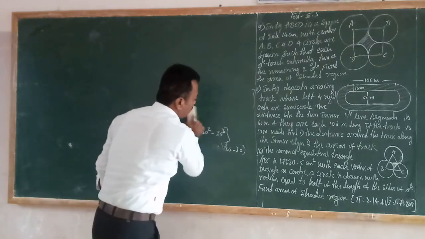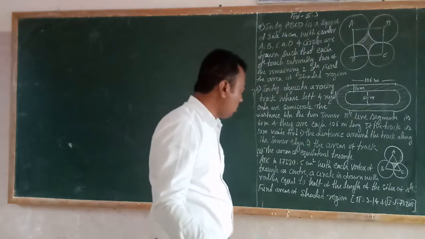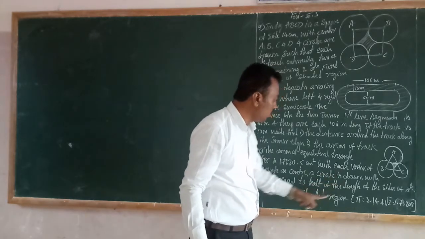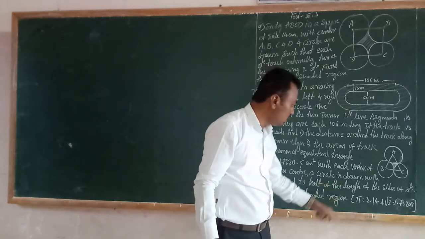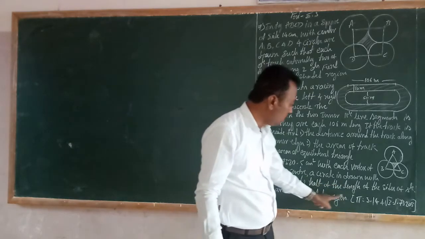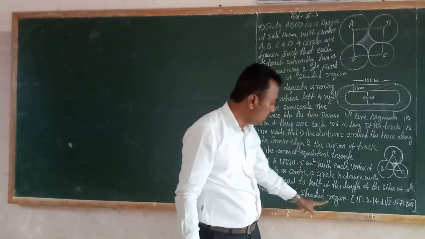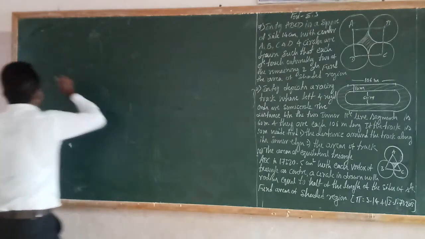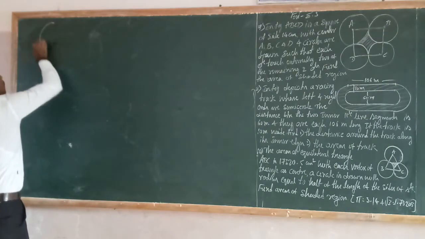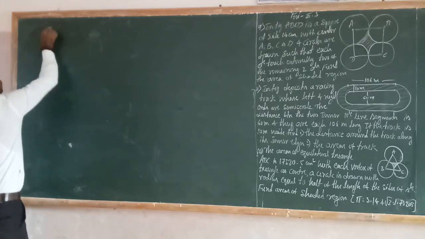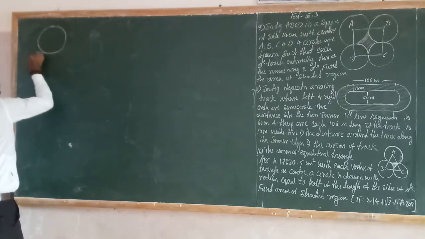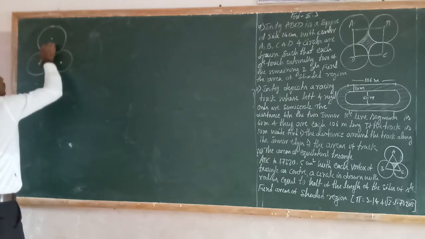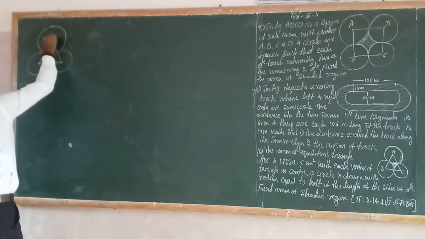The area of the equilateral triangle ABC is 17,320.5 cm square. With each vertex of the triangle as center, a circle is drawn with a radius equal to half of the length of the sides of the triangle. Find the area of the shaded region. Pi is equal to 3.14 and root 3 is equal to 1.73205. I will draw the diagram. There are three circles, and if you join the centers of all the circles, it makes a triangle.